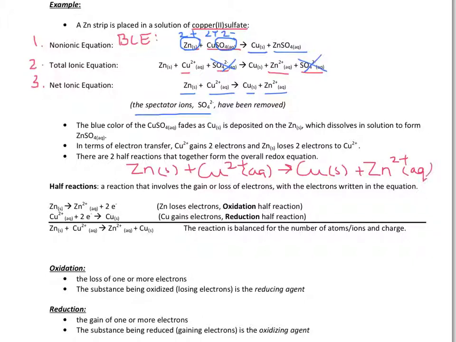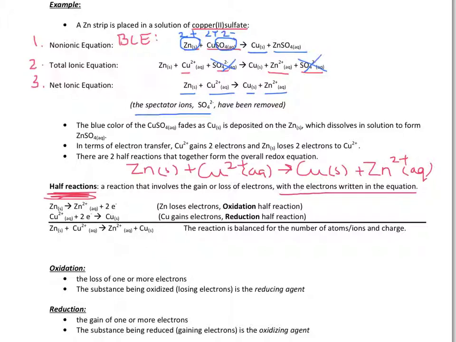We can now write out what's called half reactions. A half reaction is any reaction that involves the gain or loss of electrons, with the electrons written in the equation. Just like in thermochemistry, we had a thermochemical equation where heat was written as part of the balanced chemical equation. In this unit, we have half reactions, where the electrons are written in the equation. As the name suggests, we're going to have two reactions: half of the reaction and the other half of the reaction.